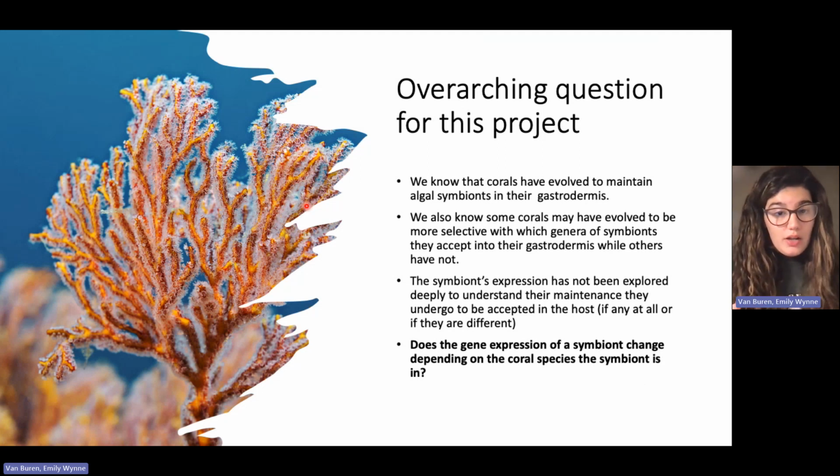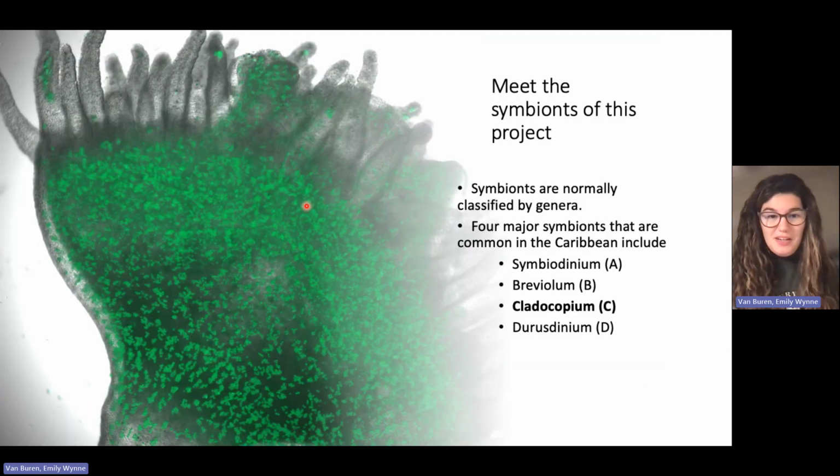We know what products it provides because we know what's important to the host, but we don't know what the expression is in order to maintain the symbiotic relationship on the symbiont side. We don't even know if there is a difference for the symbiont if it's in one particular coral species or another. So that begs the big question to me of, does the gene expression of a symbiont change depending on the coral species it's housed in? And so that's where you guys come in. So meet our symbionts.